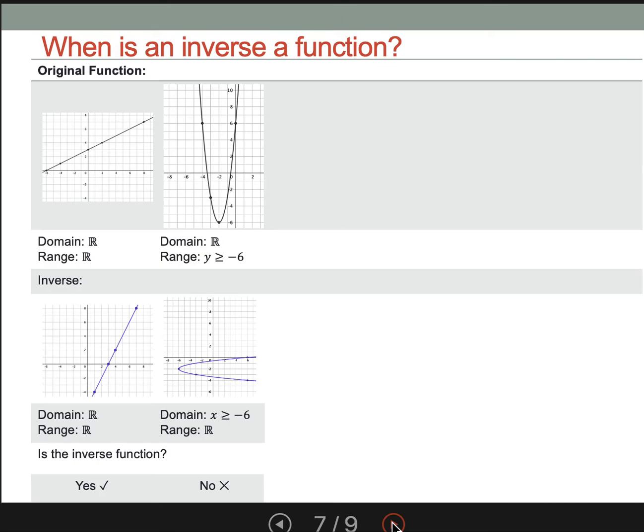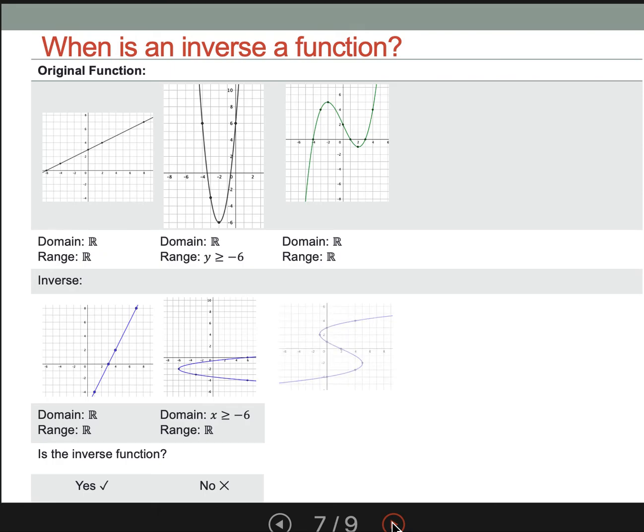Okay, let's look at the next example. The next example we covered was this cubic. Its domain and range is all real numbers. And when we found its inverse, the reflection over y equals x, we got this curve. Again, the domain and range switch, but it's not obvious because they're the same.